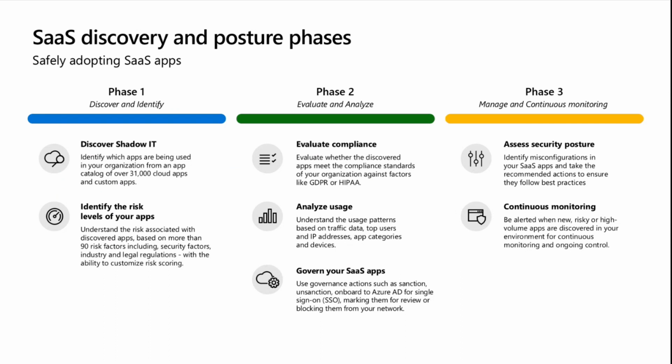So this slide is a nicer version of the slide before, right? If you're talking to customers, the other slide might confuse them, like if you're talking to a customer executive. So this is basically the same one. You discover and identify the apps, you evaluate and analyze, and then you decide how you want to govern those applications, then decide what security posture you want to apply, and then you keep monitoring it.